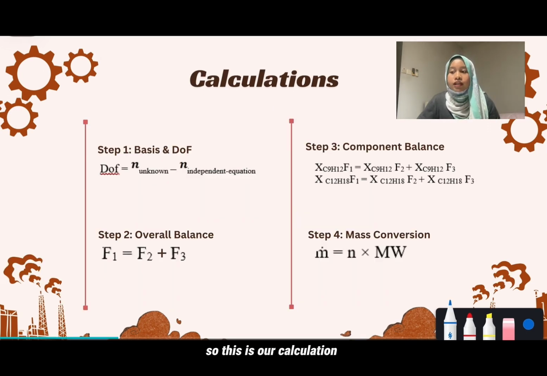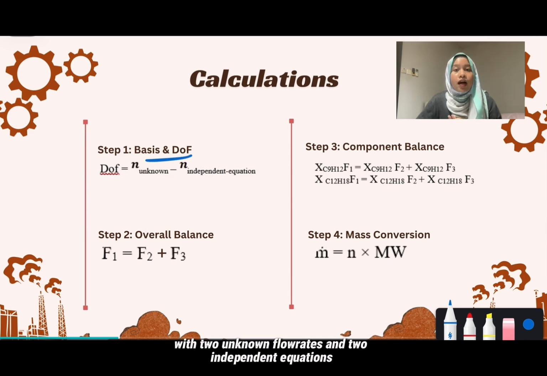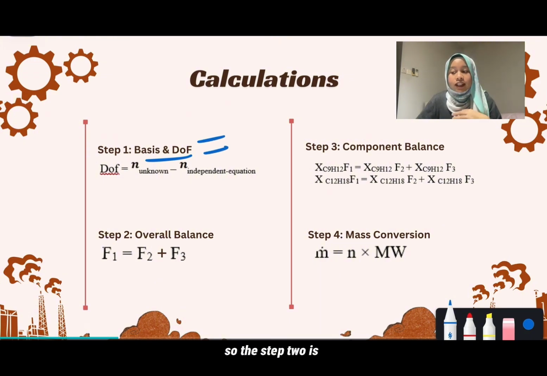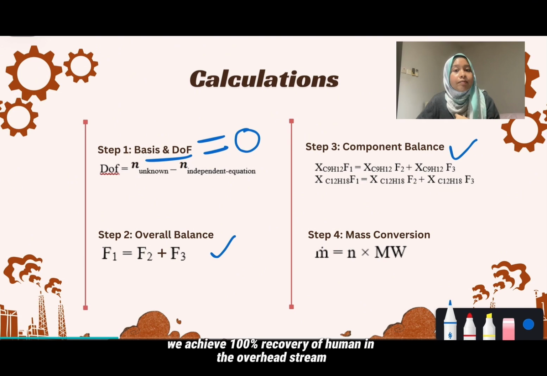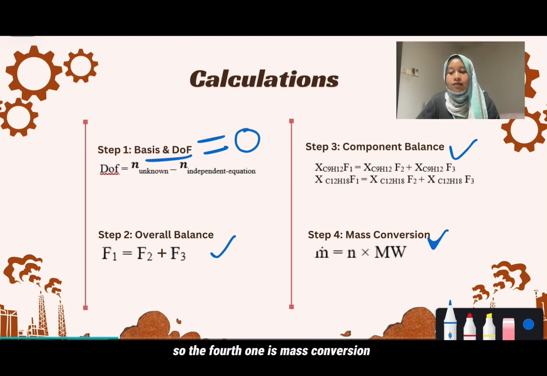So this is our calculation. For the first step, we do the basis and DOF, with two unknown flow rates and two independent equations. Our DOF was exactly 0, confirming the system was solvable. Step 2 is using a basis of 100 kmol per hour for the feed, doing the overall mass balance, and the third is the component balance. We achieve 100% recovery of cumene in the overhead stream. So the fourth one is mass conversion.